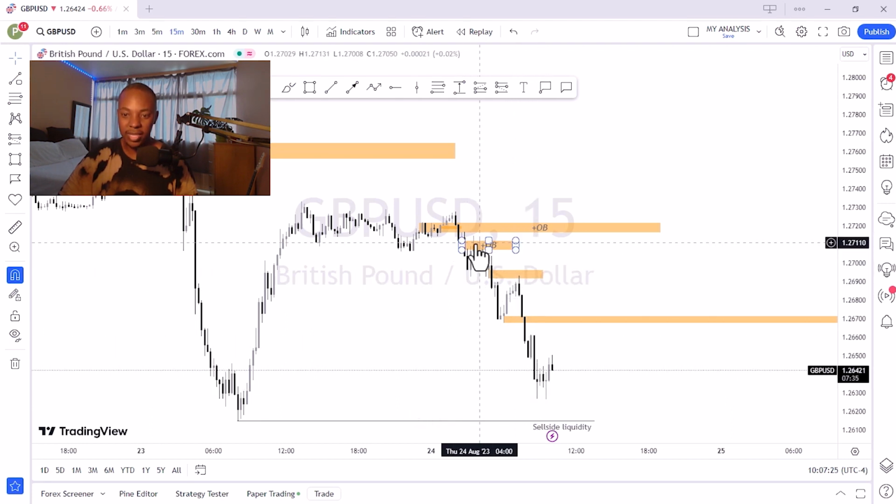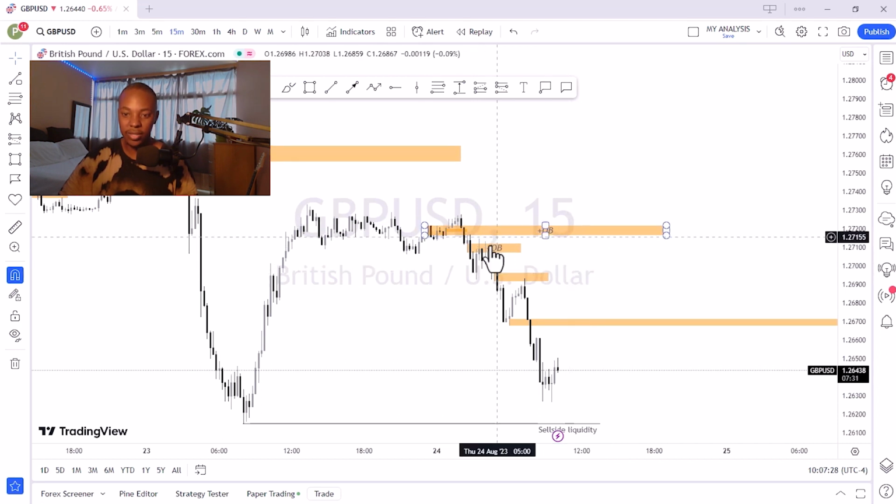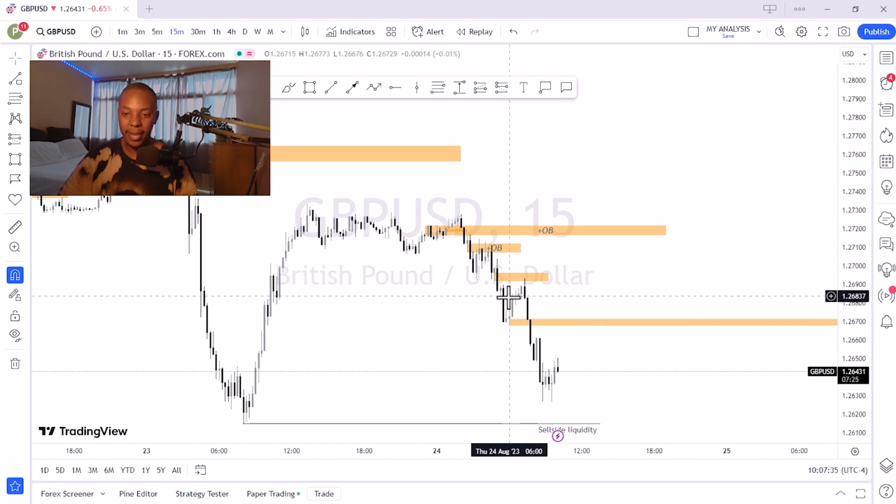No, I'm sorry, I took the sells on this order block, right? That was my entry. I took a sell on this order block, it came down. I think I took partials somewhere there, and then I had locked profits.